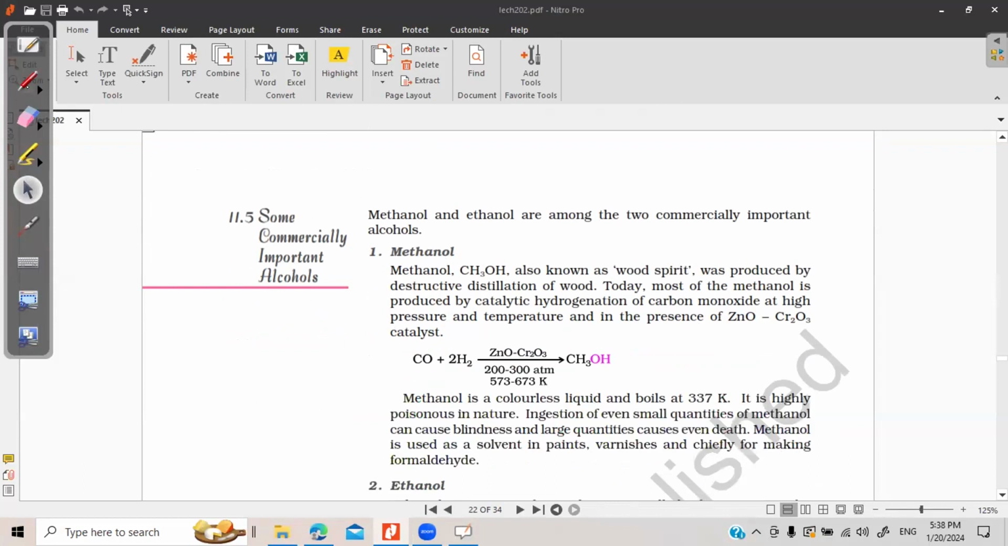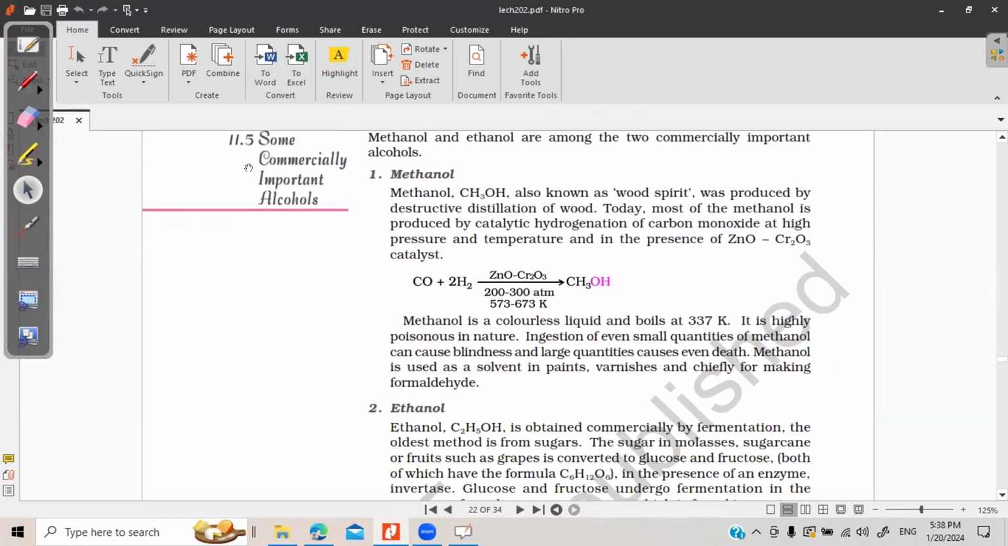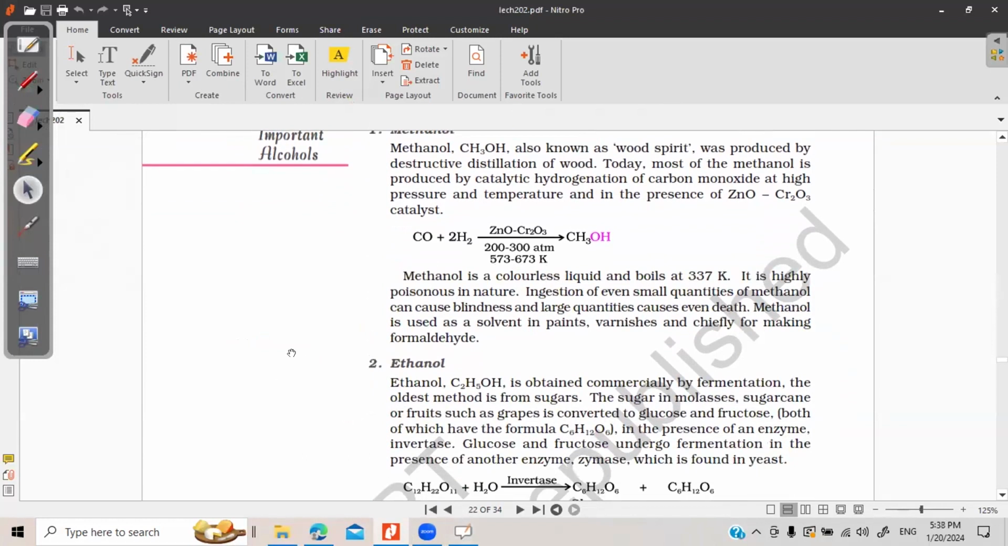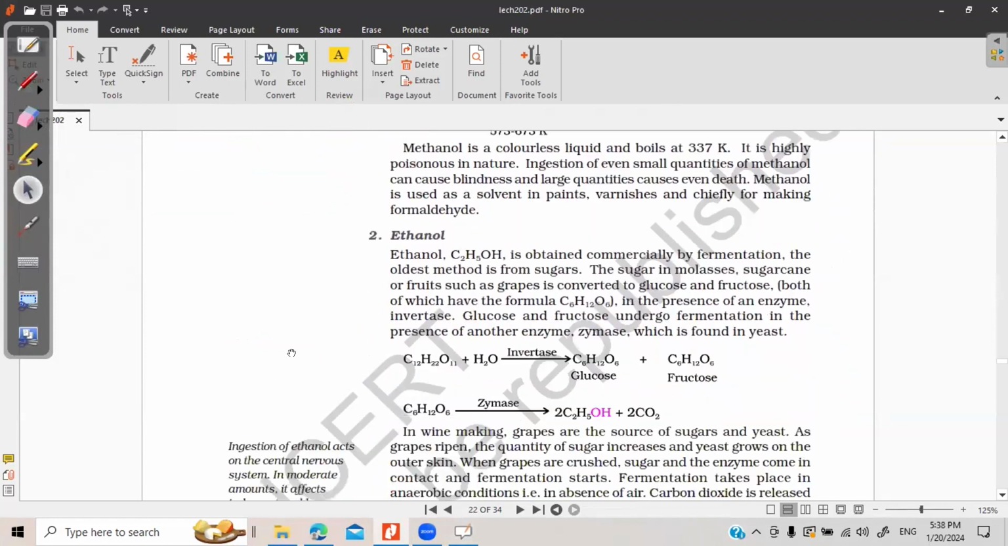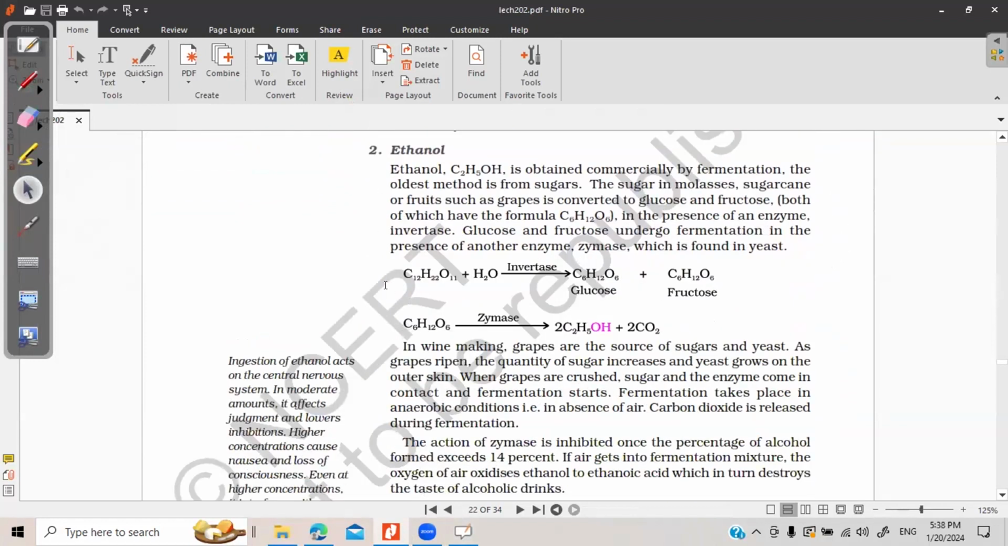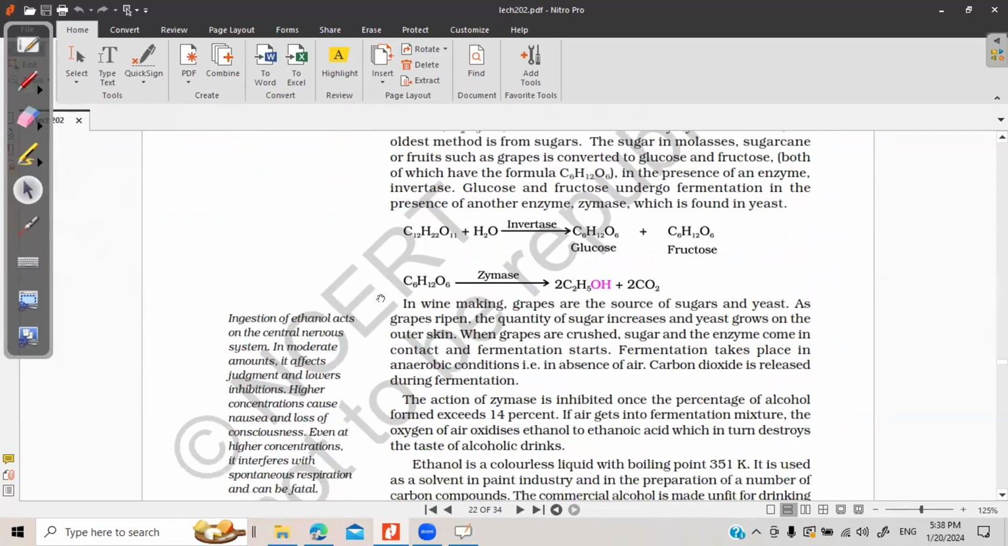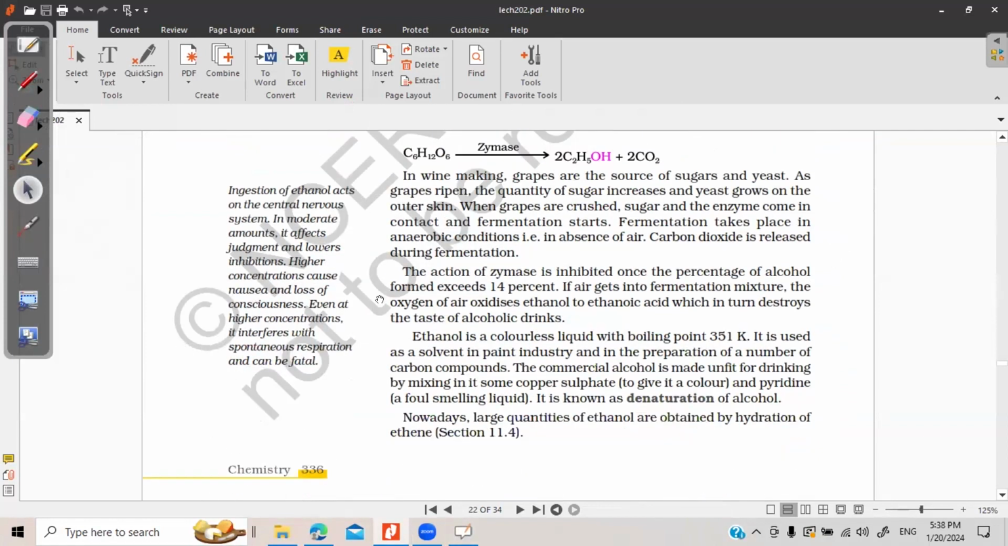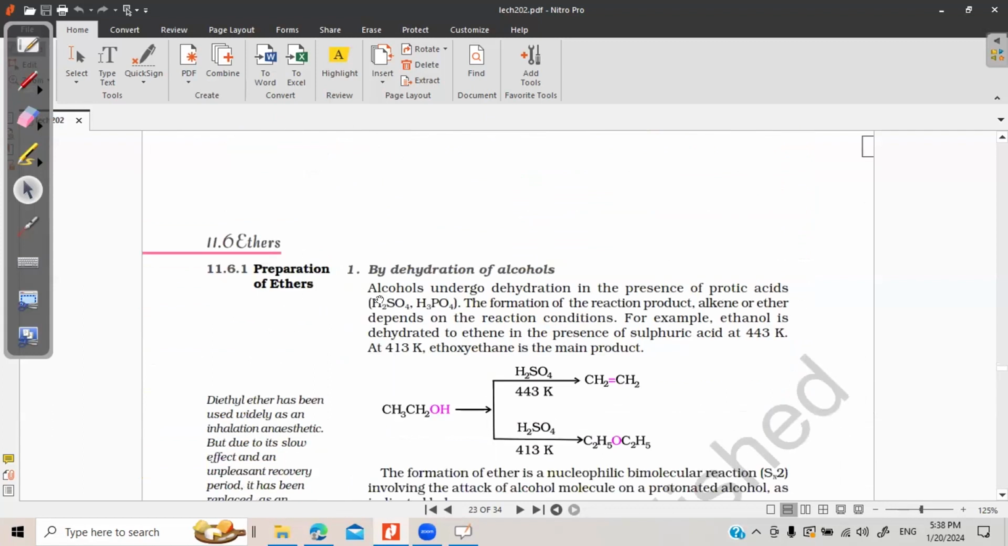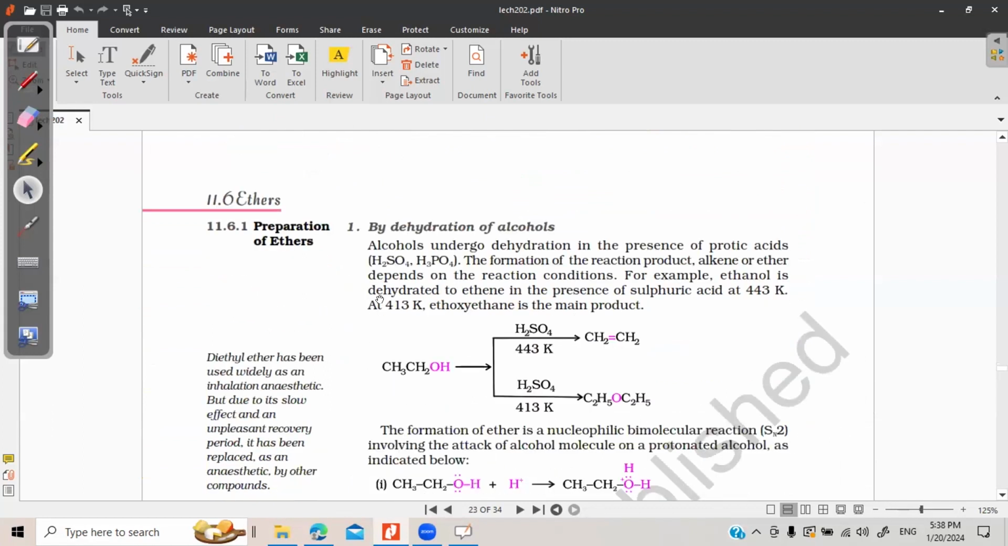There are some examples like commercially important alcohols like methanol, ethanol. You have to learn them. Just go through it, read them. These are easy to understand. And their preparations, though we have already studied the preparations of alcohol in detail, these are the industrial preparations. So we just have to go through it, you will learn it. Now let us come to the preparations of ether.